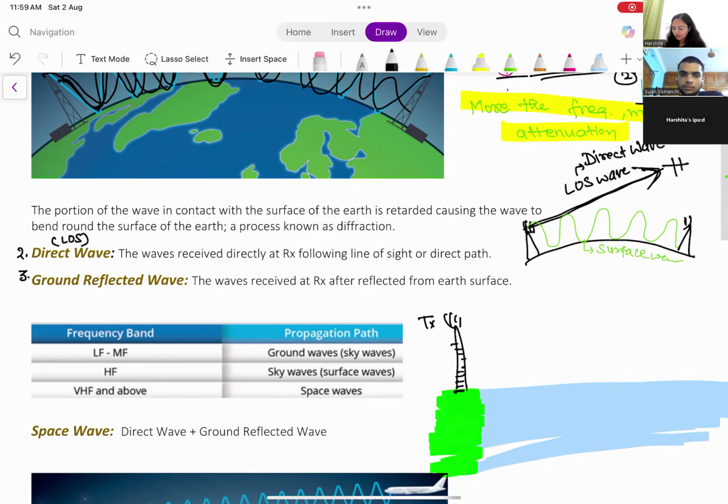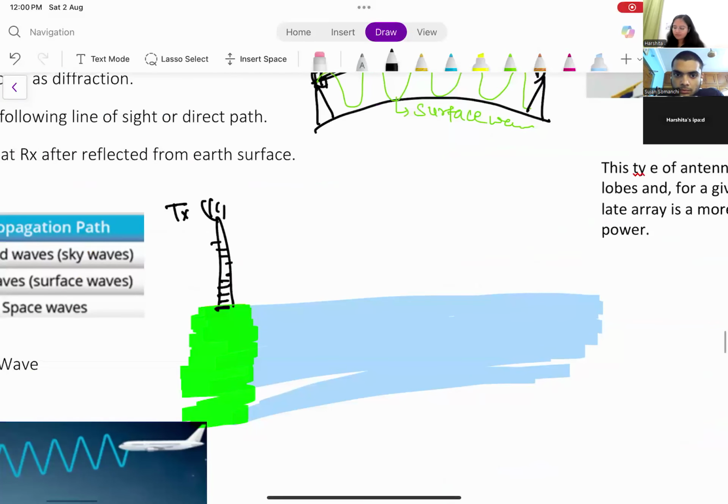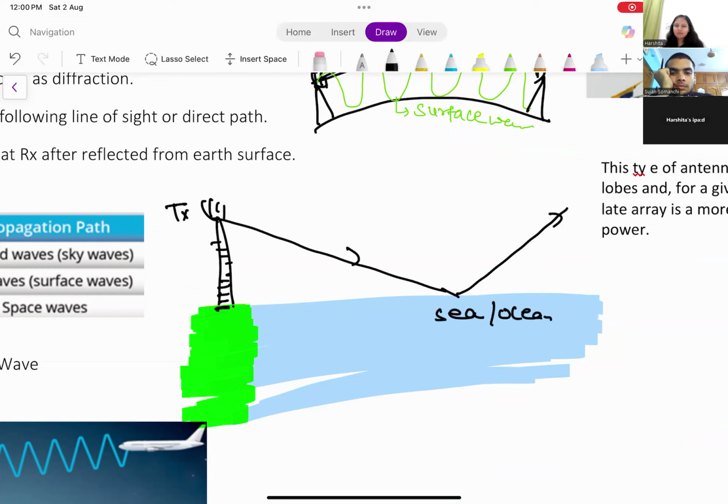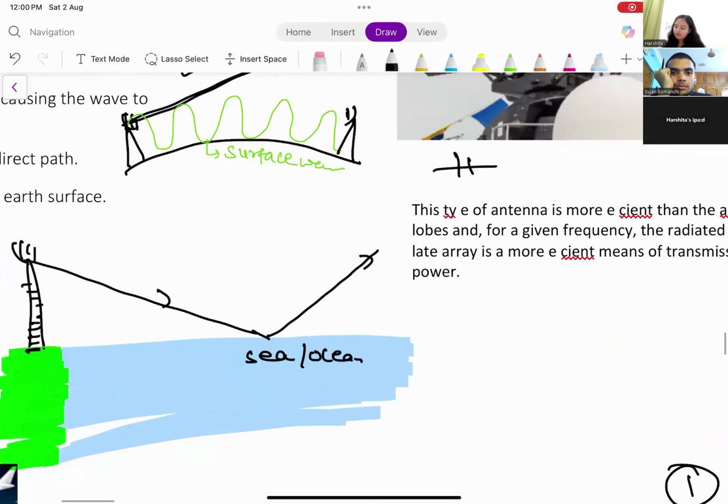Okay. The third type of wave we are going to study is the ground reflected wave. As the name suggests, there will be a wave, it will hit somewhere on the ground, reflect back, and then the other person will be able to receive your signal. That means if we assume this is the transmitter and you send a wave, it hits this surface of sea or the ocean and it goes back, and there is some aircraft here, then this aircraft receives this wave. This type of wave propagation is known as the ground reflected wave. Okay. Yes.